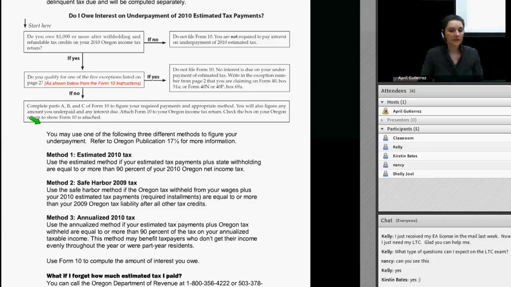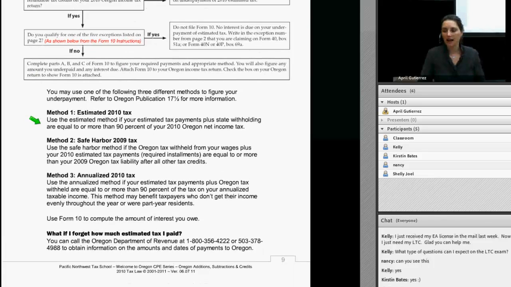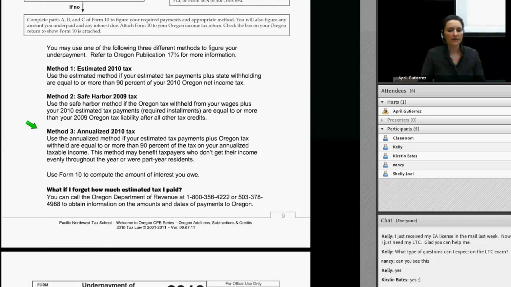Now you may use one of the following 3 different methods to figure your underpayment of estimated tax to Oregon. You should refer to Oregon Publication 17.5 for more information. Method number 1, estimated 2010 tax. Use the estimated method if your estimated tax payments plus state withholding are equal to or more than 90% of your 2010 Oregon net income tax.